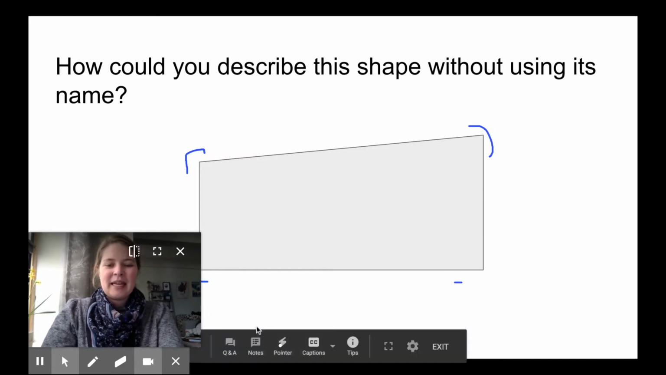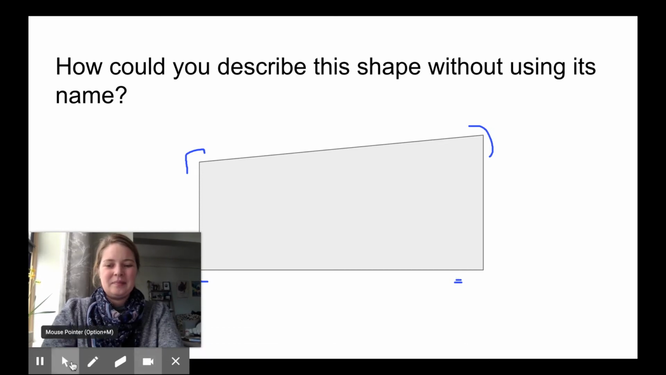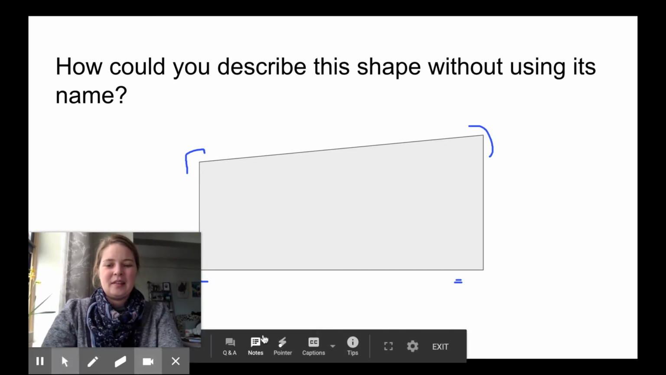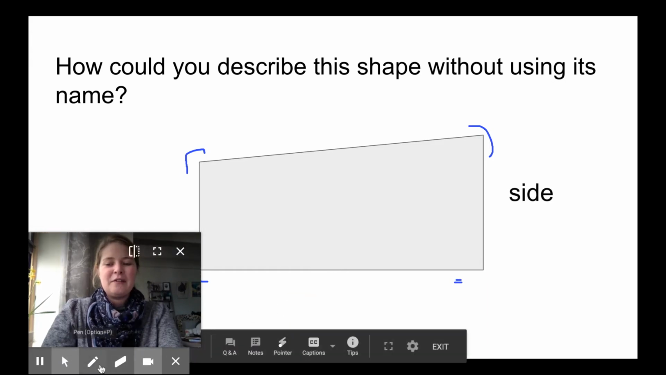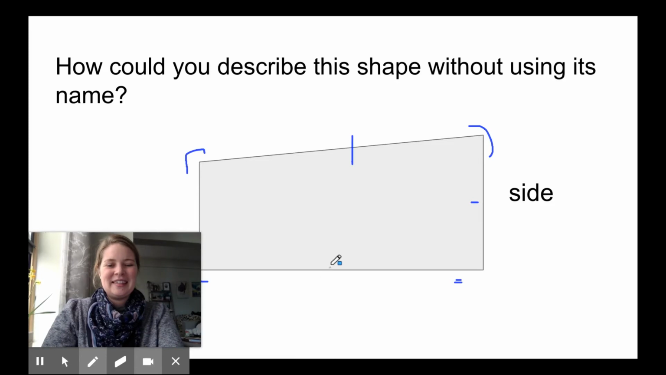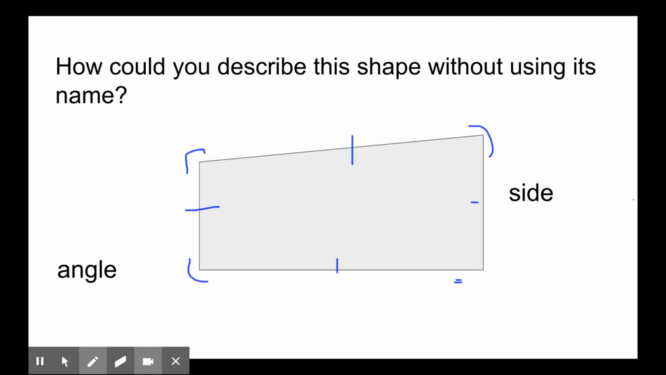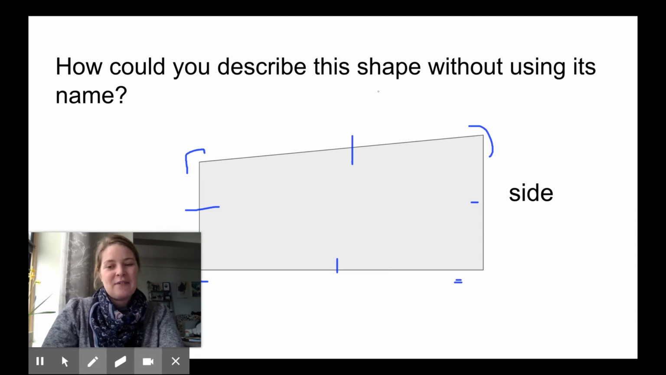Let's think about how many sides this shape has. This shape has 4 sides. Let's mark them. 1, 2, 3, 4. Good job. This shape has 4 straight sides. Some of the sides are different lengths. It has 4 corners, so it must have 4 angles. Good work, second graders.